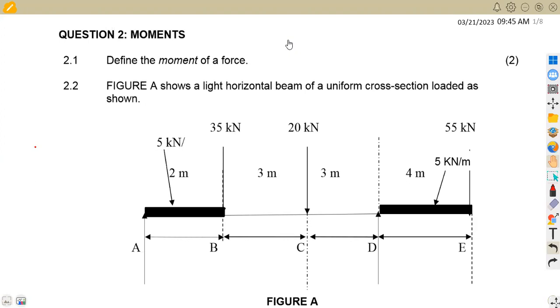We've got a question from the question paper of November 2020, which is on moments. The first question, 2.1, was to define the moment of a force. So what are we actually having there on the moment of a force?